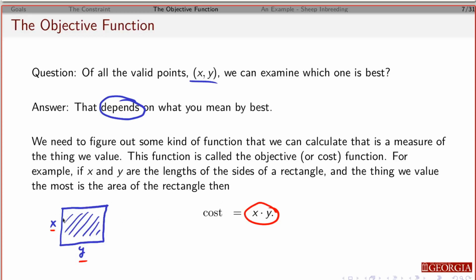And then my constraint is going to be whatever this perimeter is. So I'm going to have an x there and an x there, so I've got two x's. I've got a y and a y there, so I've got two y's. And that's going to be some fixed number. Okay? So in this situation, if I'm working with a rectangle of a given perimeter, this is my constraint, and this is going to be my cost.